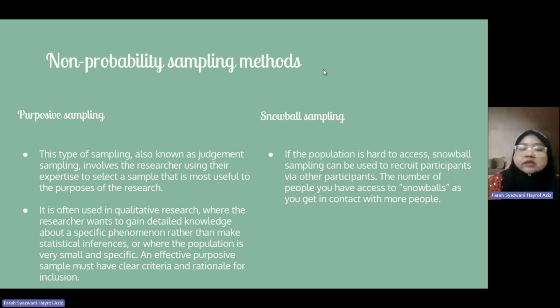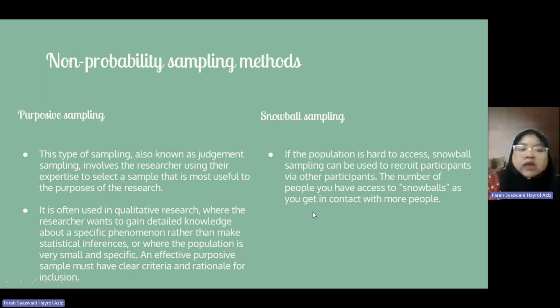Okay, and lastly, snowball sampling. If the population is hard to access, snowball sampling can be used to recruit participants via other participants. The more people you have access to, the more your sample snowballs, as you get in contact with more people.